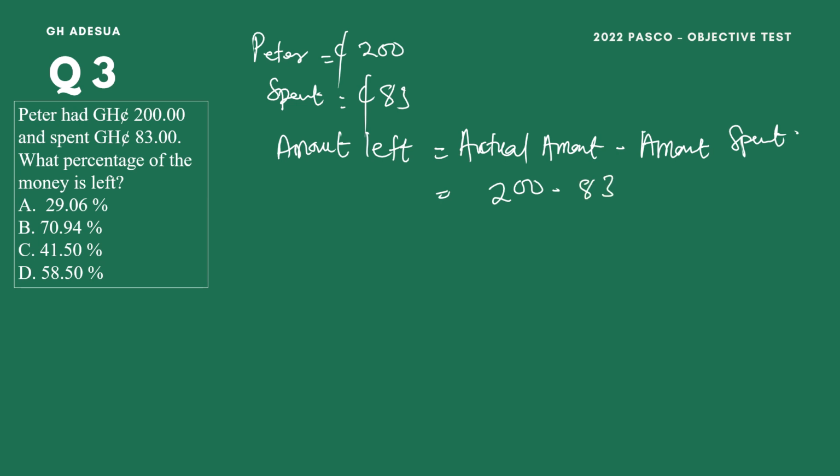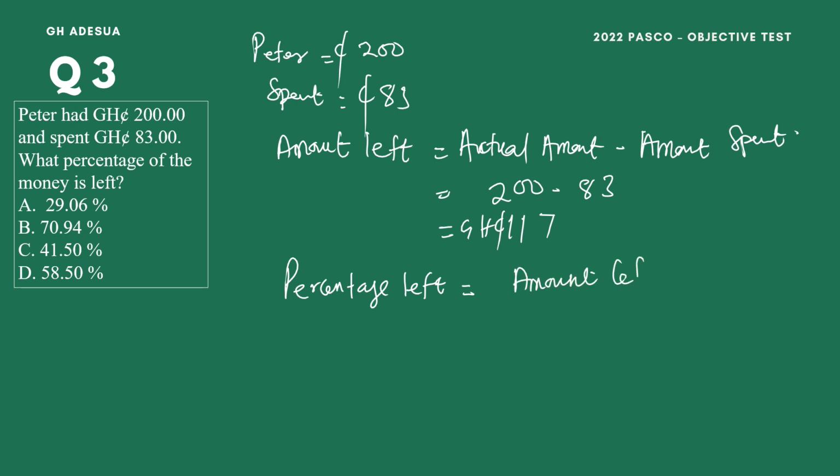So we see that we have 117 GH. So this is the amount left. And the action is to find the percentage of this amount that was left. So the percentage left would be the amount left over the actual amount.